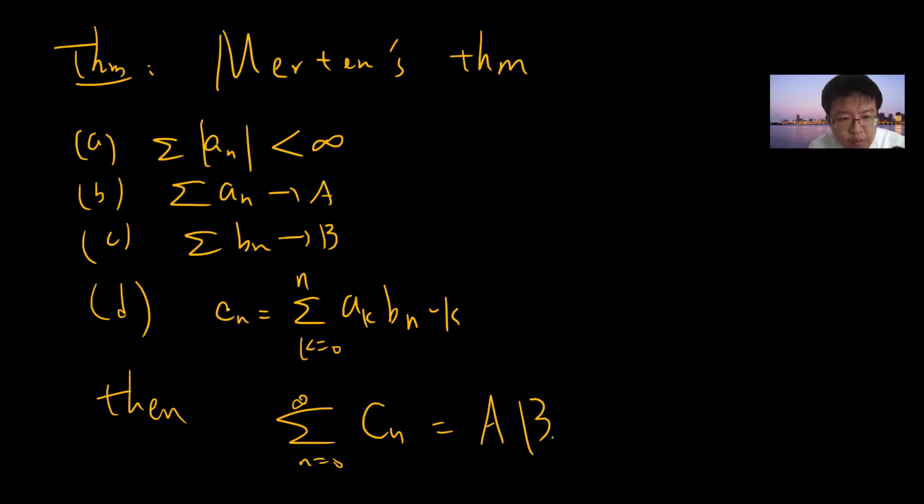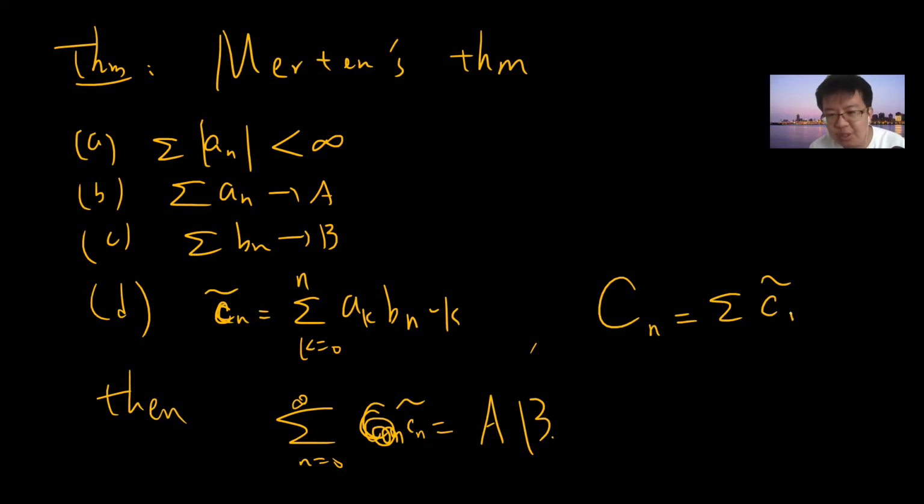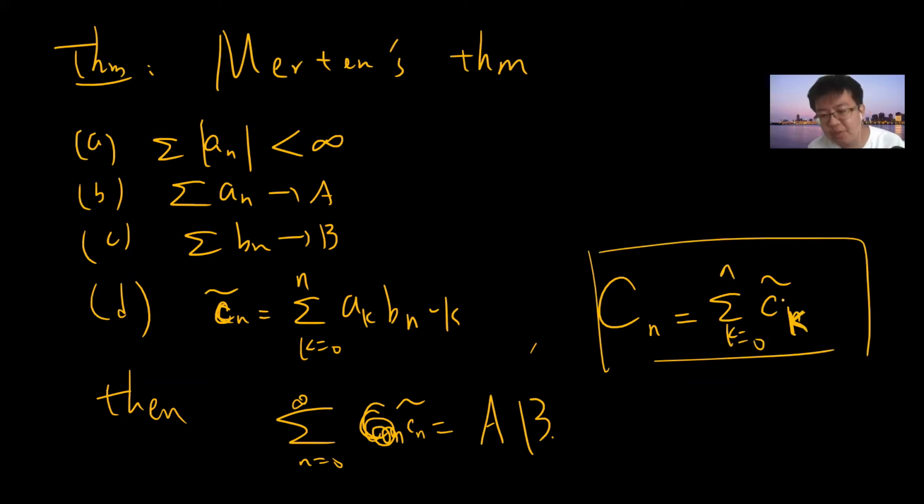Okay, maybe I use small cn. Oh, I use small cn, right? And the large Cn to be the partial sum. Oh, wait, maybe I use tilde cn to make sure I'm not confusing myself. So I use tilde cn to be each term, and the large Cn to be the partial sum. Okay.